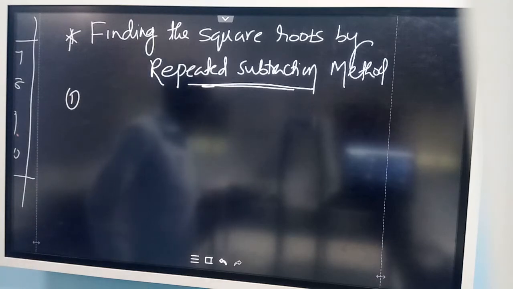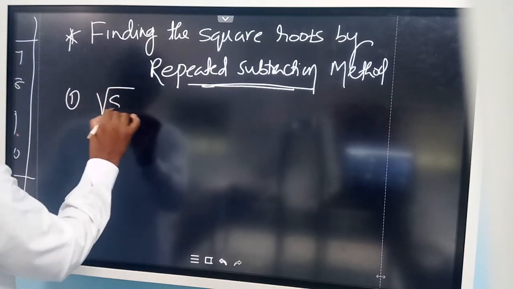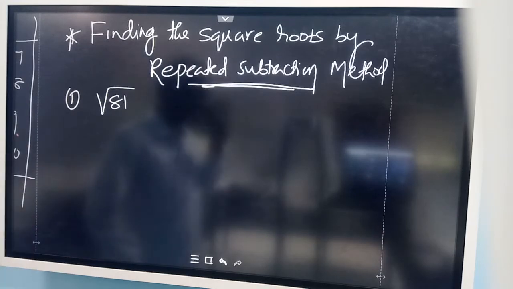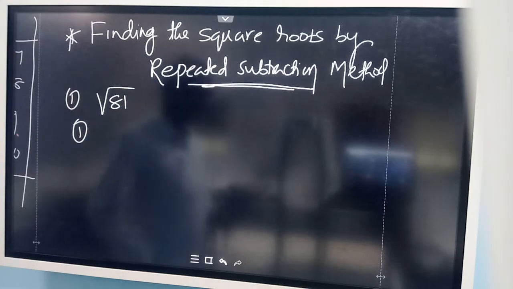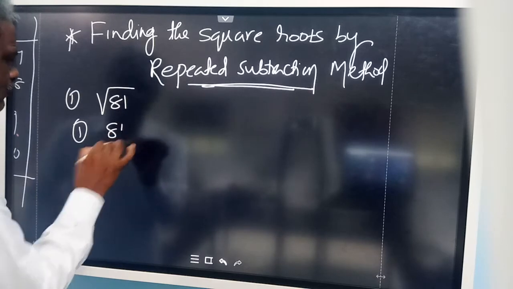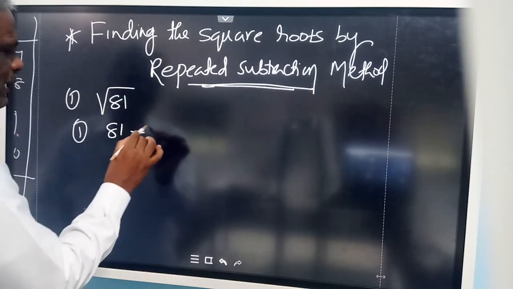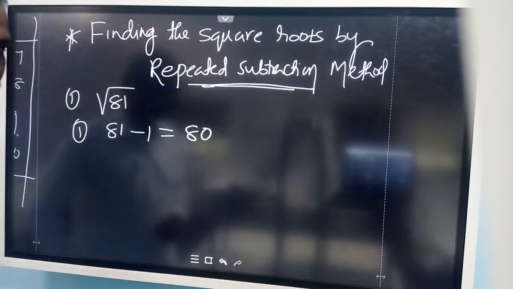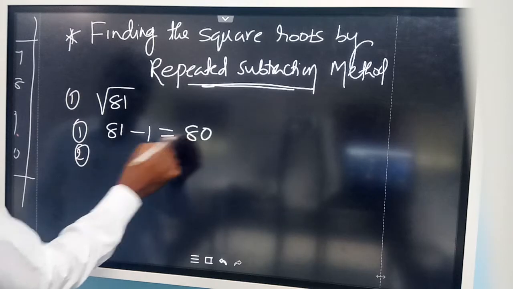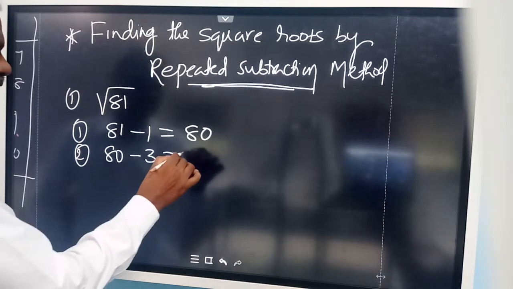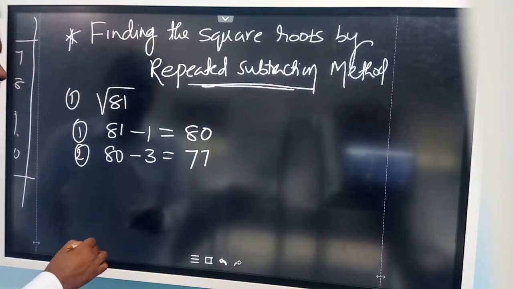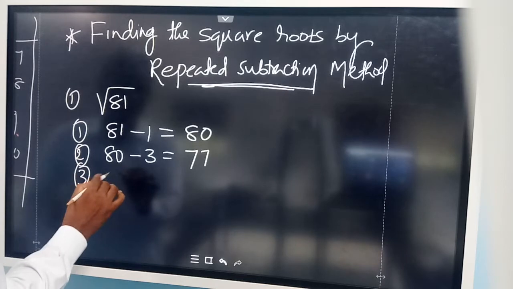Find the square root of 81. I want to find out the square root of 81. So let me use the repeated subtraction method. Let us subtract the odd numbers only. So 81, minus the first odd number, 1. What are you going to get? 80. One time we subtracted. Second step. 80 minus the second odd number, 3. What is the answer? 77.